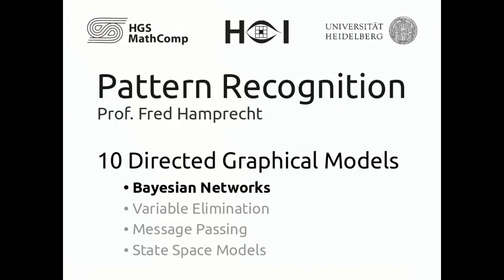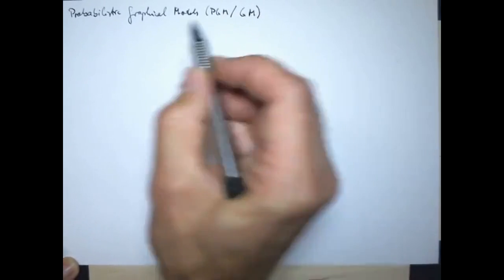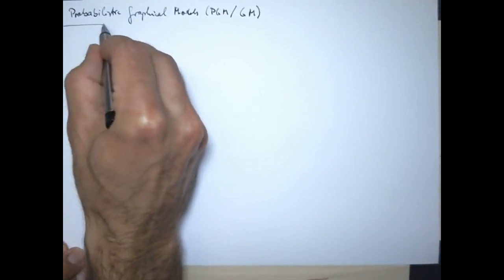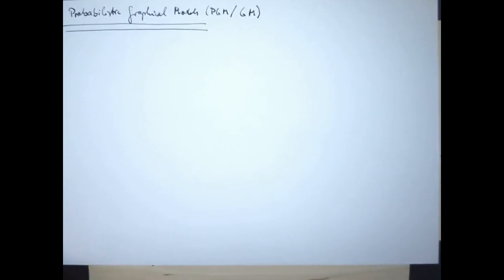I want to talk about probabilistic graphical models, often abbreviated as PGM or even just GM for graphical models. And I want to start, well, by arguing why we need those in the first place.